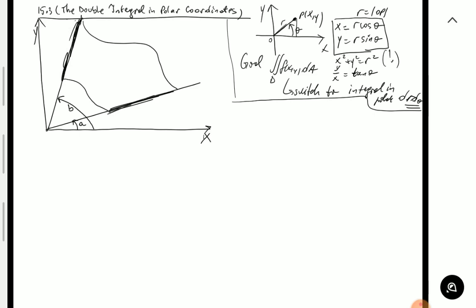Let me actually thicken the boundaries of this domain just to visualize it. Like that.